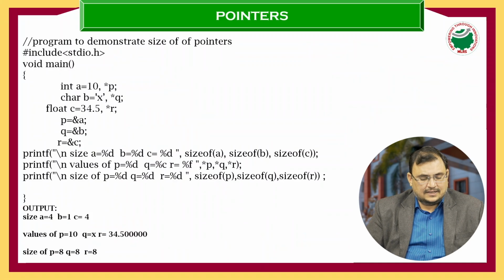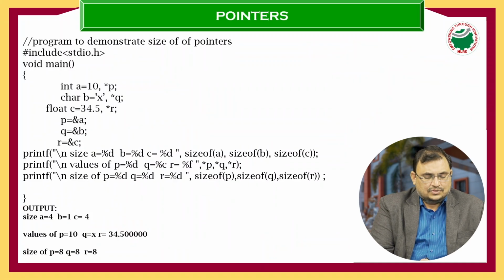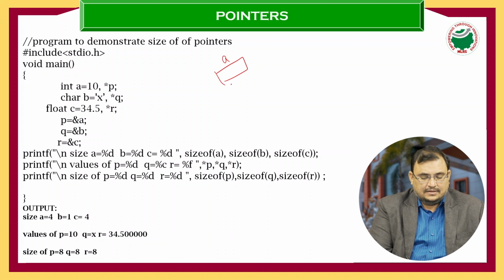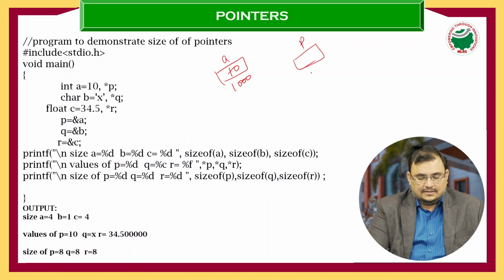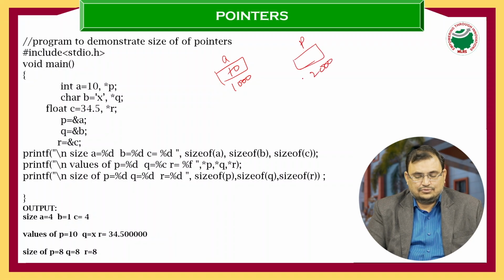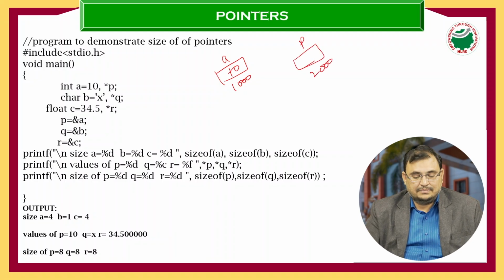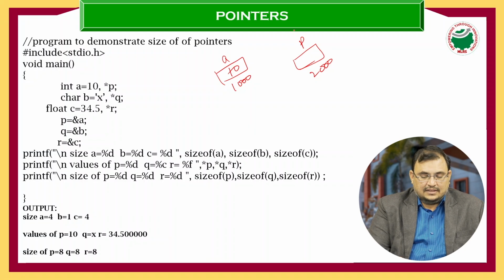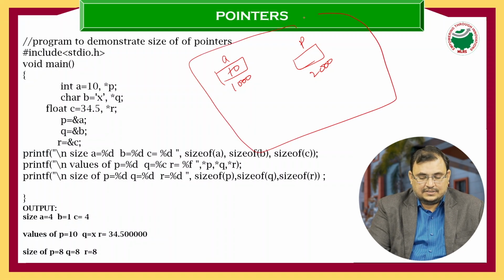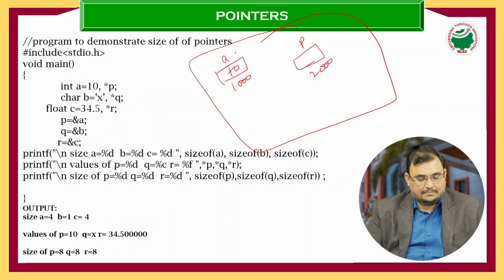Consider an example. I am declaring a in the same segment, stored at memory address 1000. So a has the value 10, and P is a pointer which also has the same segment. So there is no need to store the segment address. They are in the same segment space.